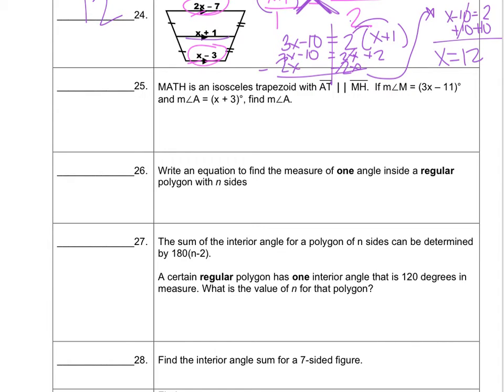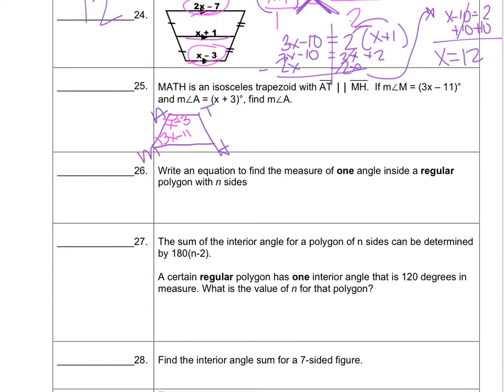Okay, the next problem, it says MATH is an isosceles trapezoid with AT parallel to MH. So this one does matter how you label it. So here's my trapezoid. So I want AT to be parallel to MH. So you have to label it like that. It tells me that the measure of M is 3x minus 11. And it tells me the measure of A is x plus 3. Okay, then it's asking me to find the measure of A.